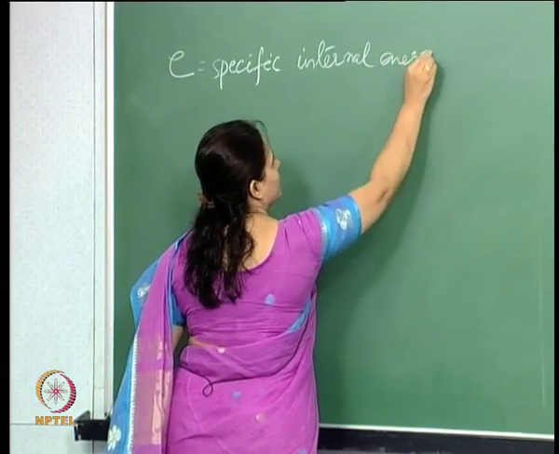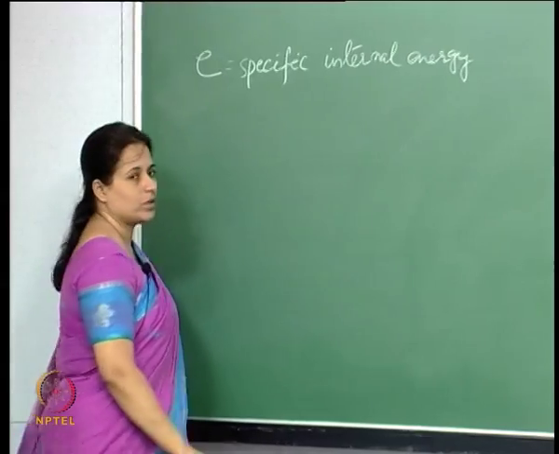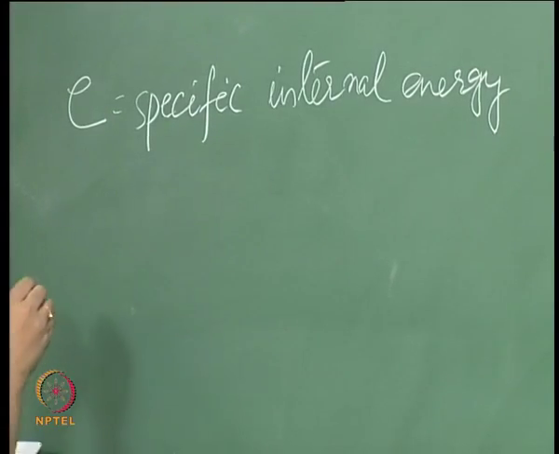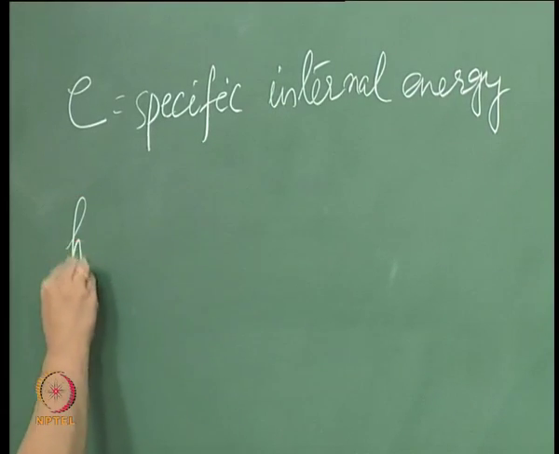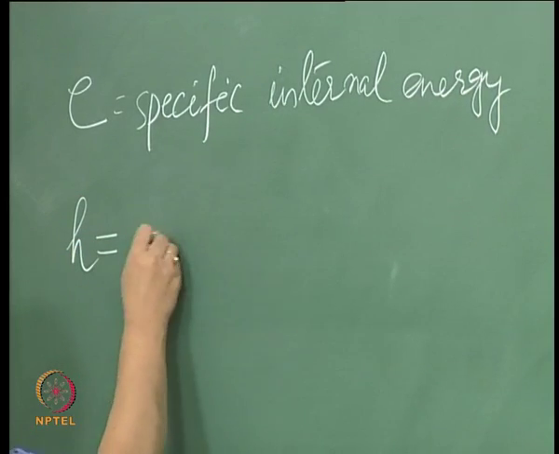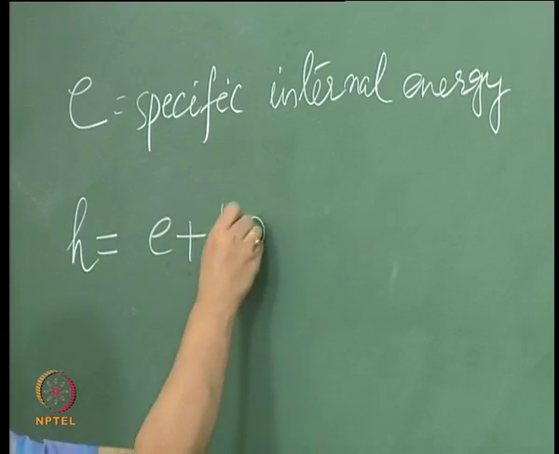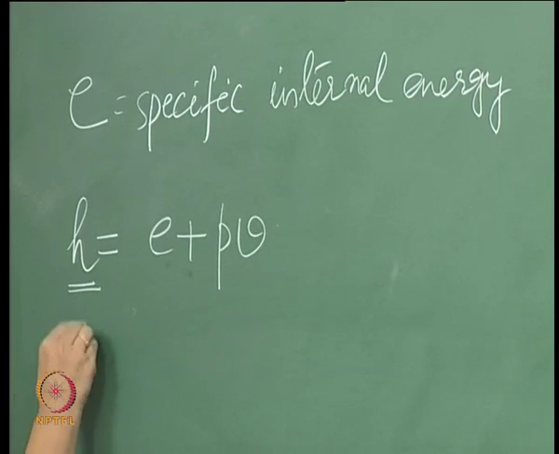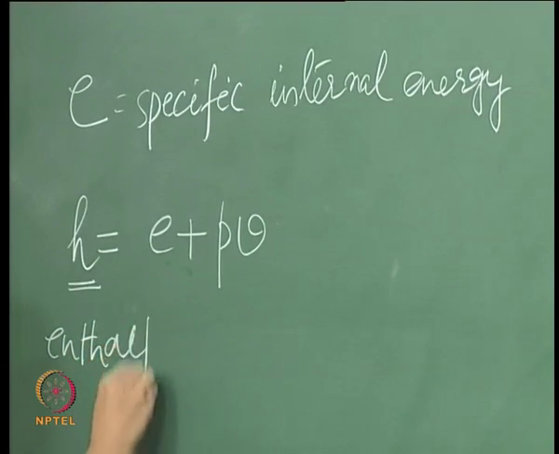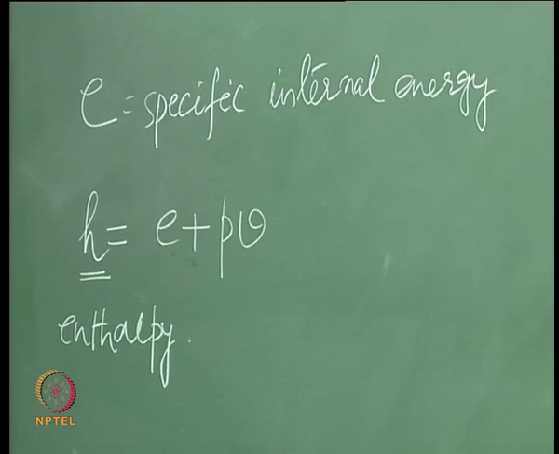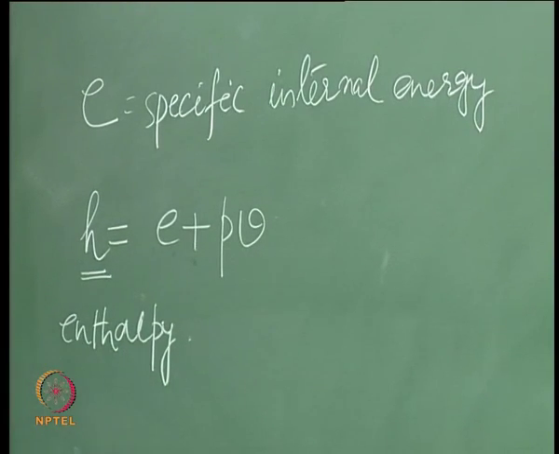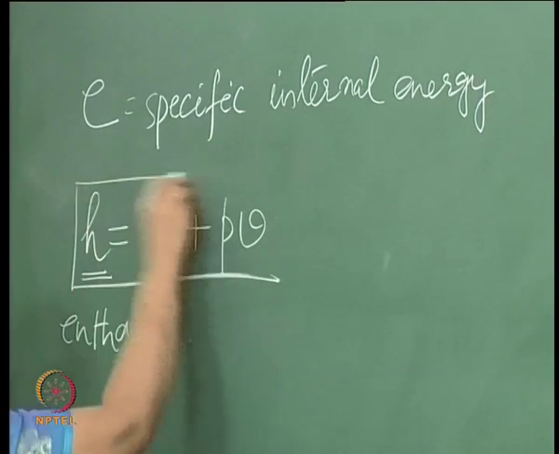and this is basically the internal energy per unit mass. And at the same time, this H is another quantity, which is called the enthalpy, and again this is the specific enthalpy, the enthalpy per unit mass, and this is my relationship.